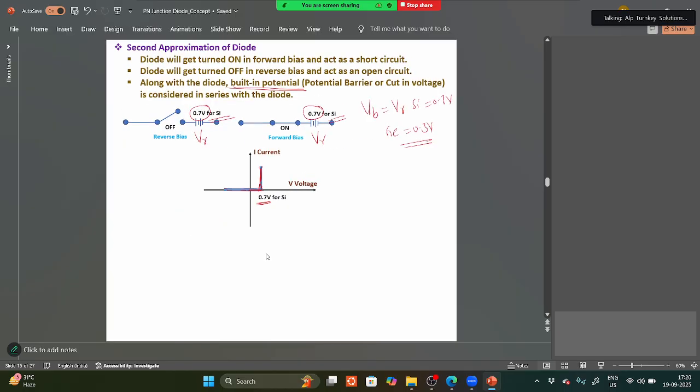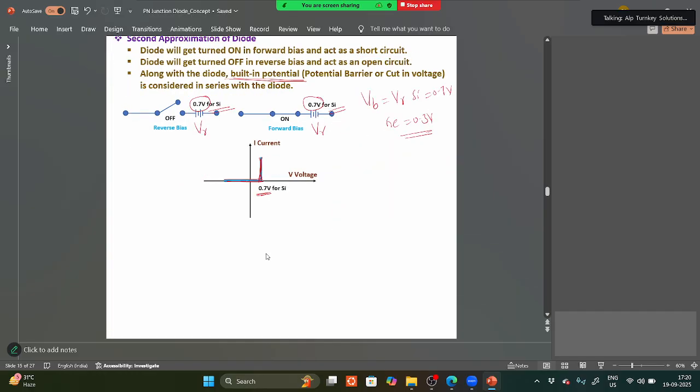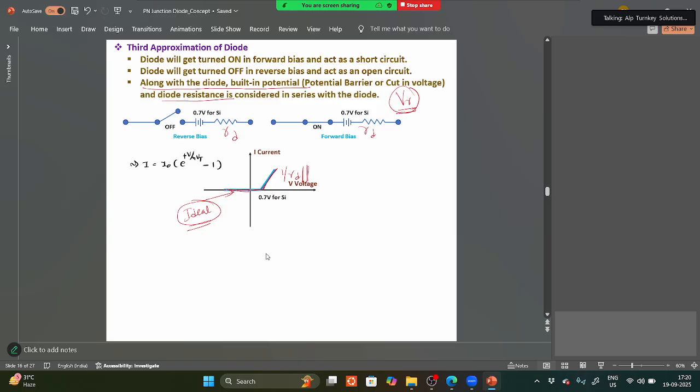The first approximation is nothing but the ideal characteristics, the ideal diode. In the second approximation, we are adding the built-in potential, that is V gamma. And in the third approximation, we are adding the diode resistance. These are the three approximations.